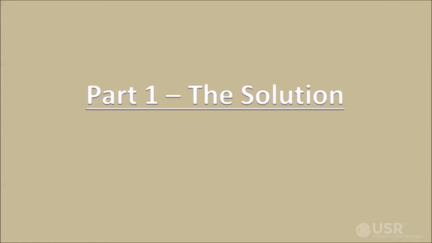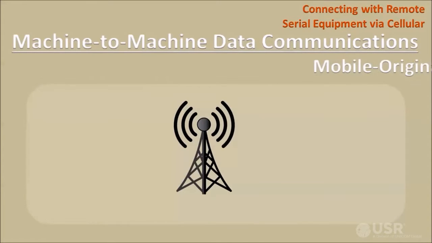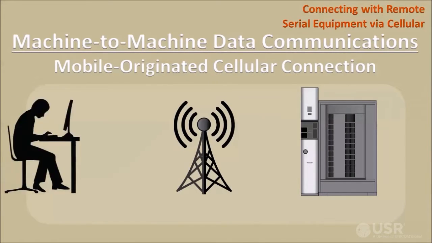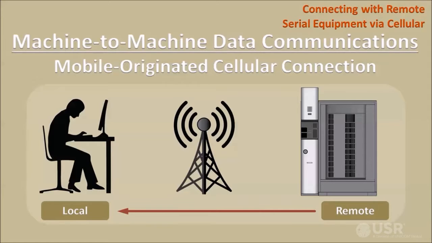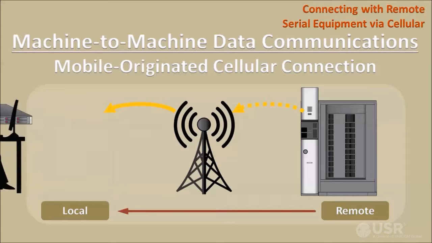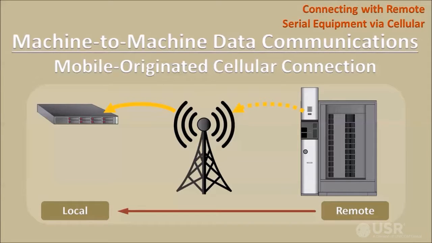Now, part 1, the solution. An M2M data communication system that has remote equipment initiating a cellular connection to a centrally located host is making a mobile-originated cellular connection. The host may be a manually operated terminal or an automated system that has an application running on a server.